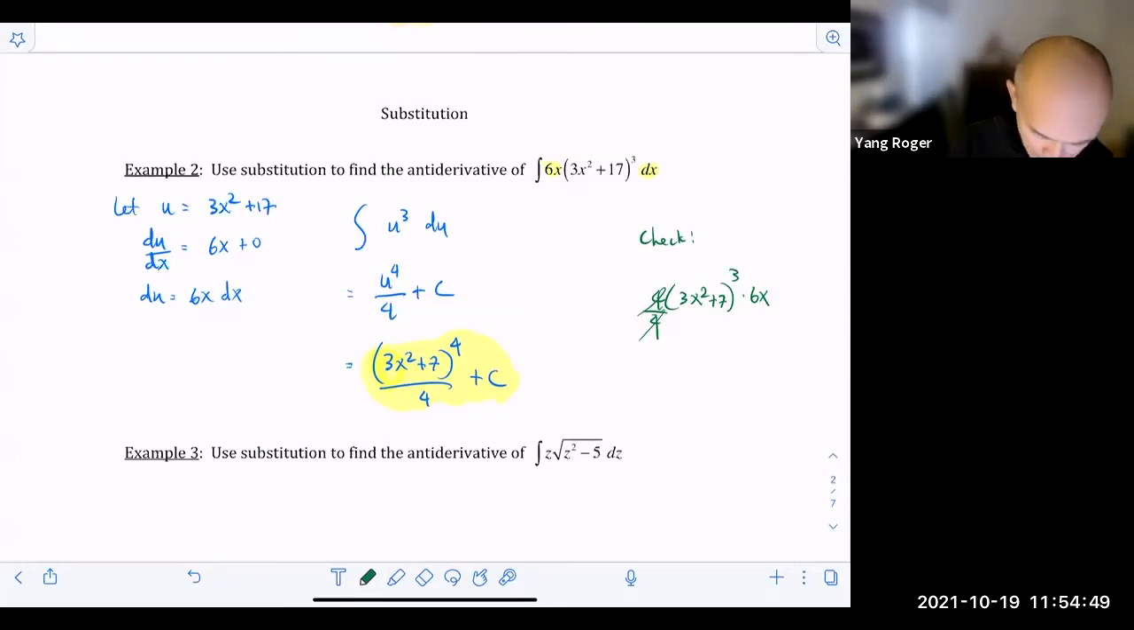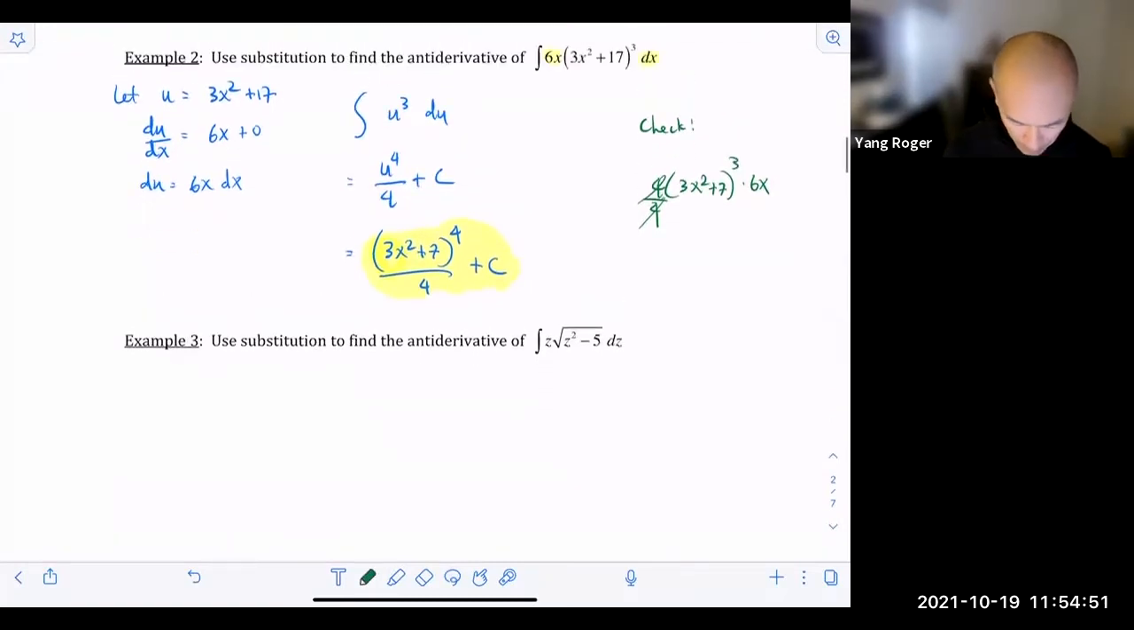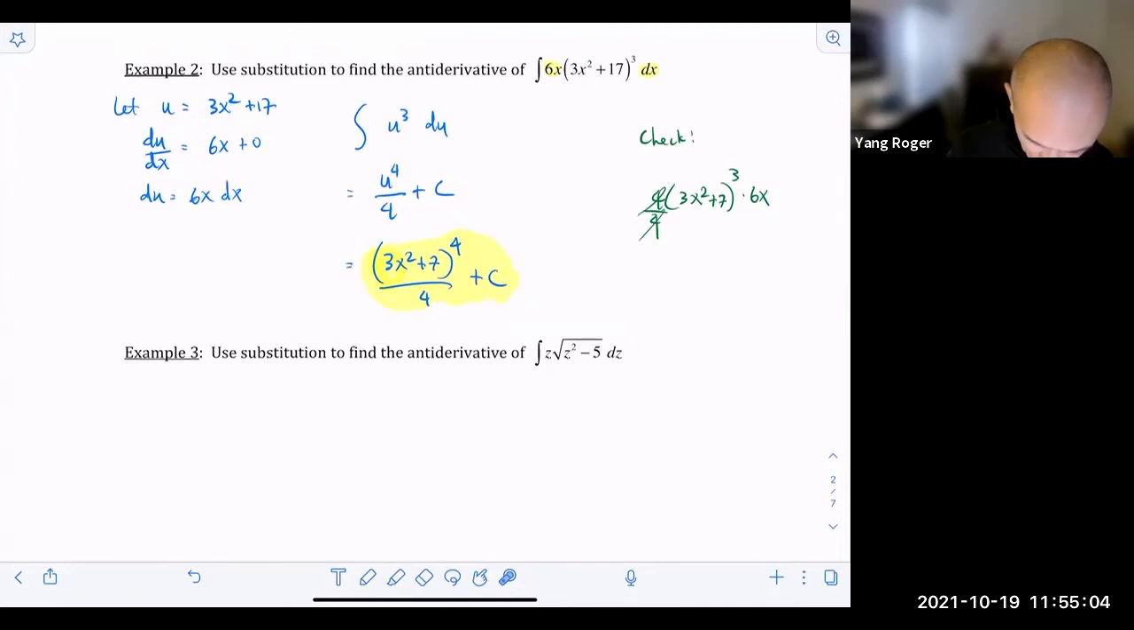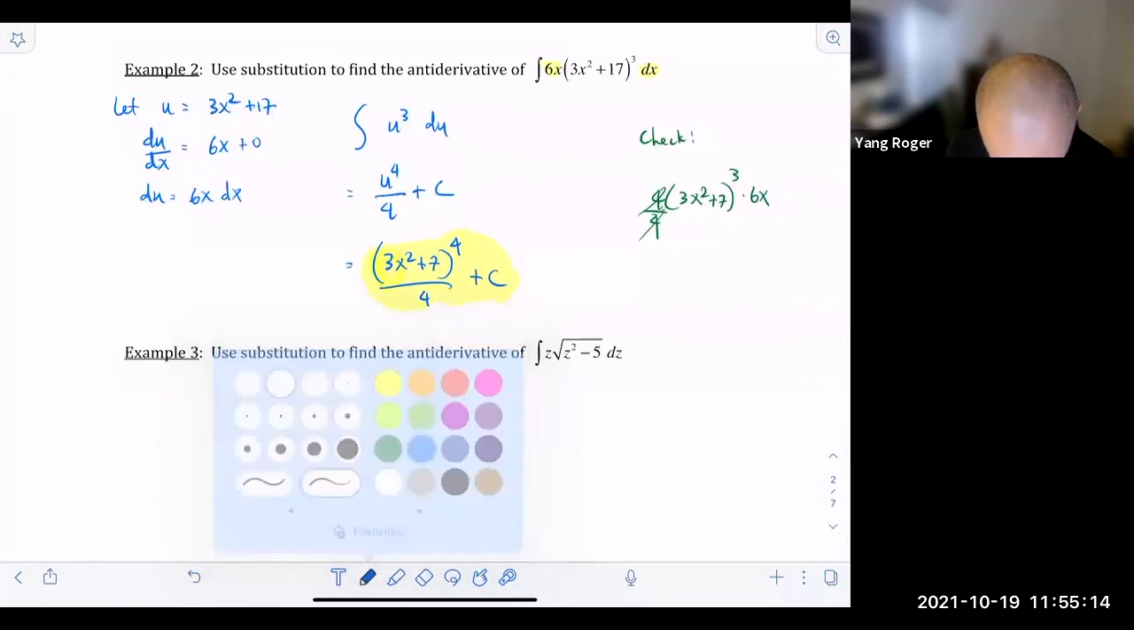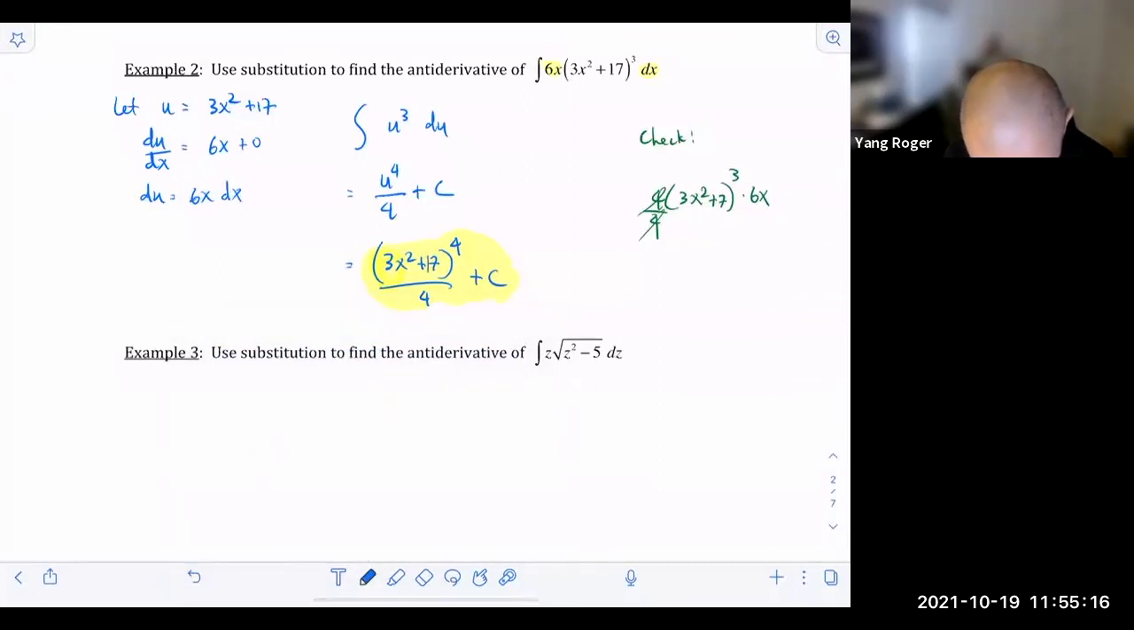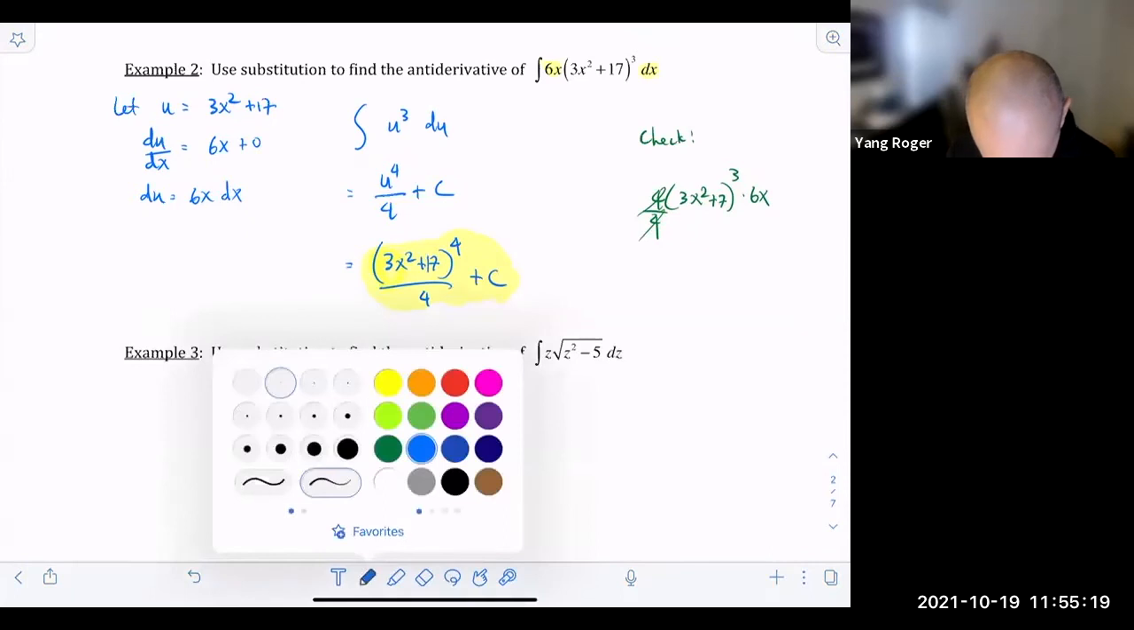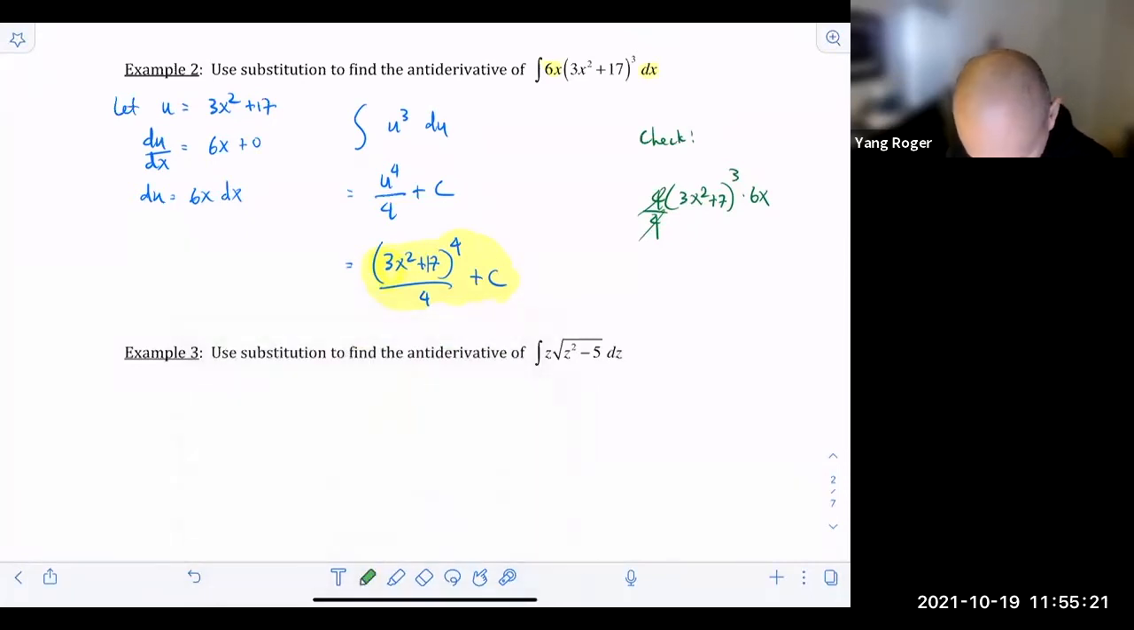Let's take a look at example 3. If you take a look at example 3, what do you want u to be? Oh, 17 instead of 7. Whoops. You're right, Ken. Thank you. Can I just squeeze it in there? I wrote 7 instead of 17. There's a 1 there, and there's a 1 here. Sorry about that.